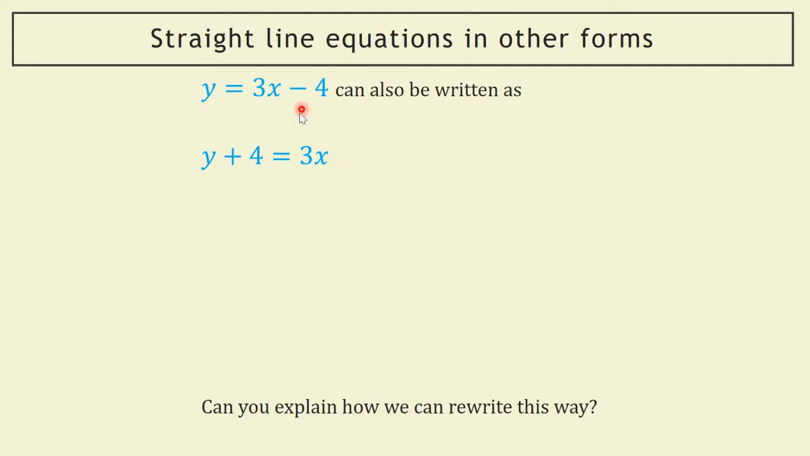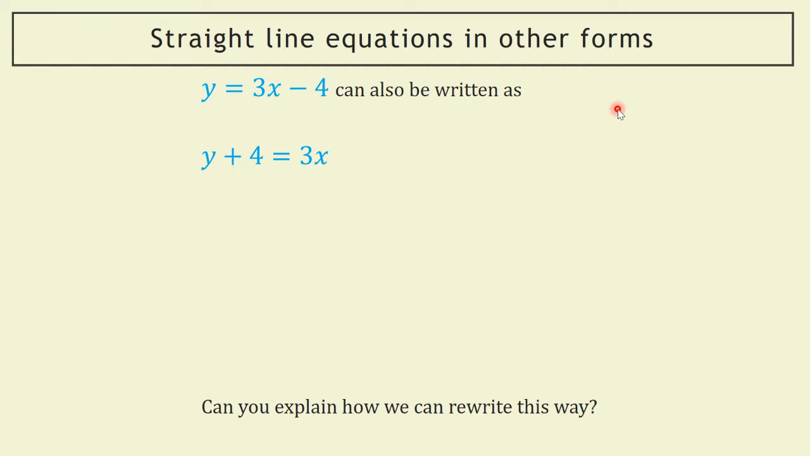Can anyone explain to me what I've done to go from that top line to this second line? Can you see what's happened? Yeah, I've just added 4 onto both sides. Okay? All that's happened there is I've added 4 onto both sides. If I add 4 onto the left-hand side, I get y plus 4. If I add 4 onto the right-hand side, it knocks out that take 4. So I get to that.